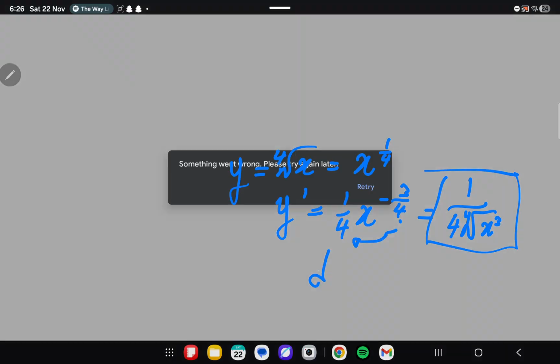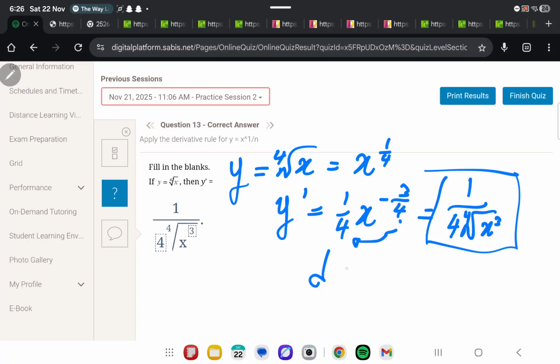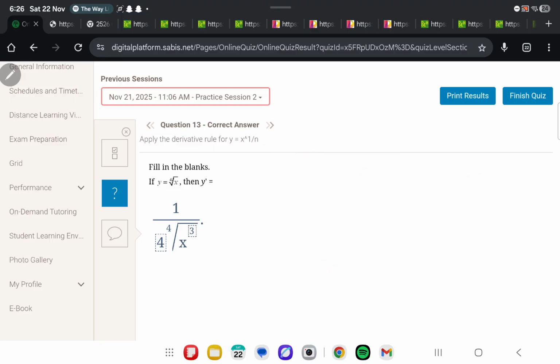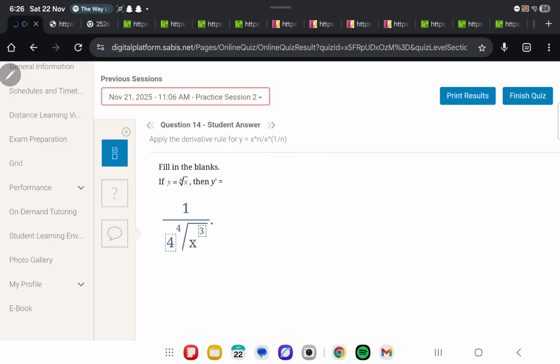Done. Why? Let's go slower. Let's go step by step. So you're going to get 1 over 4 times x to the power of 3 over 4 when you take it down, right? Remember the rule, this is the power inside, this is the index outside. So it simplifies to this. Done. But let's not overcomplicate it. You can directly go into this. There's no need. Question 14.